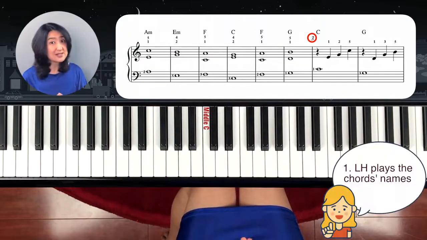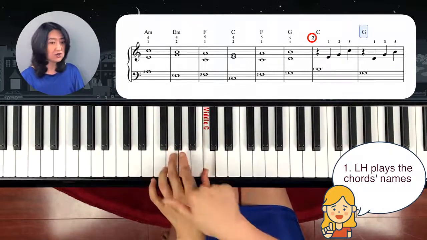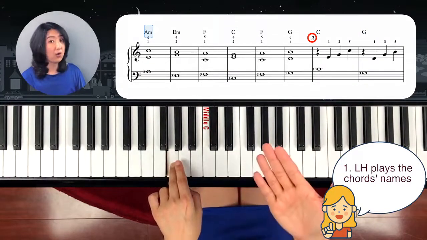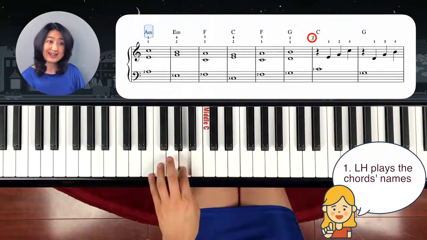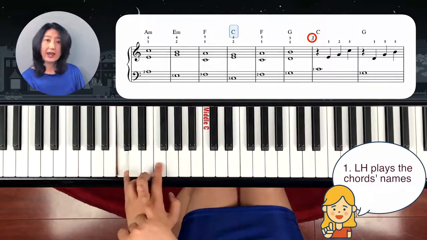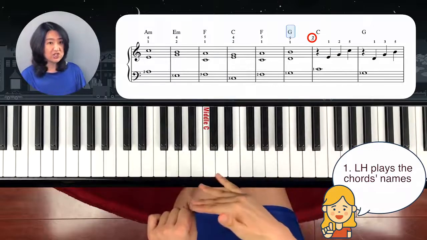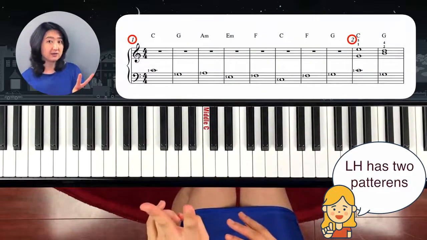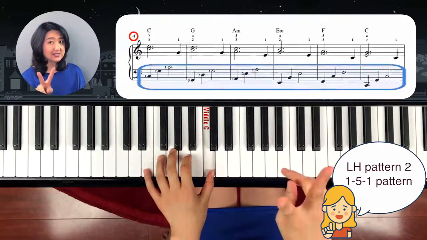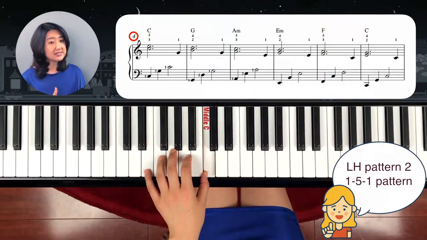So the left hand plays simply the chord names. If it's a C, you just play the C. If it's a G, you just play the G. A minor, it really doesn't matter if it's A minor or A chord, just play A. And E, just play E. F, C, F, G. You only need to remember which C and which G. So the left hand has 2 patterns. First, basically playing in root position, and second, you play it in a 1-5-1 pattern instead of root position.